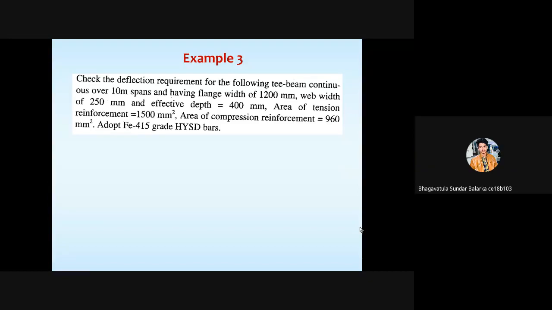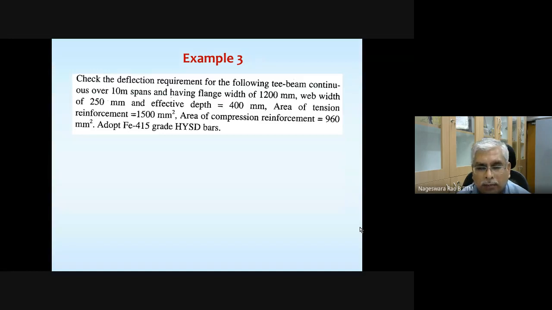Can you repeat it, sir? L by D limit equal to, multiply by. You already noted the modification factor for tension reinforcement, the modification factor for compression reinforcement, and the reduction factor for the flanged section. You multiply all those things. And then the basic value for continuous beams up to 10 meter span is given on page 37 as 26. So 26 has to be multiplied with all these modification and reduction factors. Finally you get the L by D limit as per the code. I want that one.